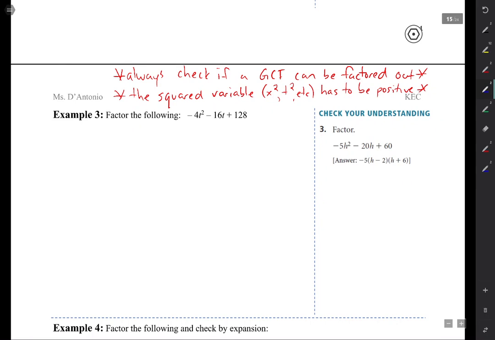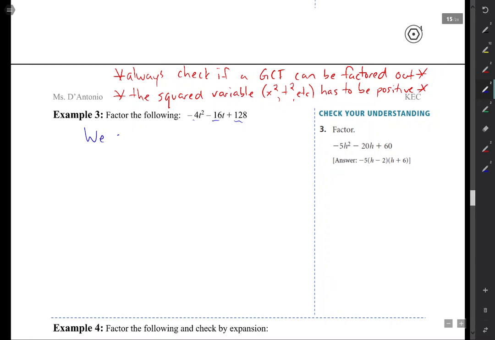So let's look at example 3. Factor the following. Negative 4t squared minus 16t plus 128. So our first step is to check if a greatest common factor can be factored out. So let's look at all these numbers here. We got 4, we got 16, and we got 128. So there actually is a GCF that can be factored out. It is 4, because 4 divides into each of those numbers.